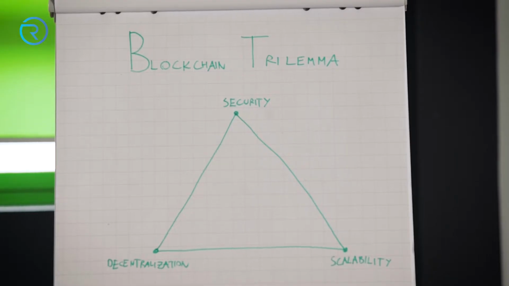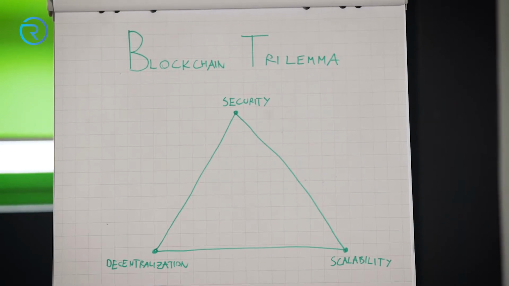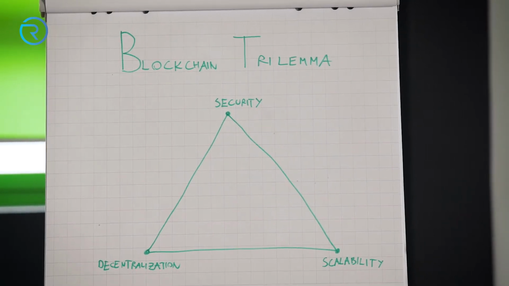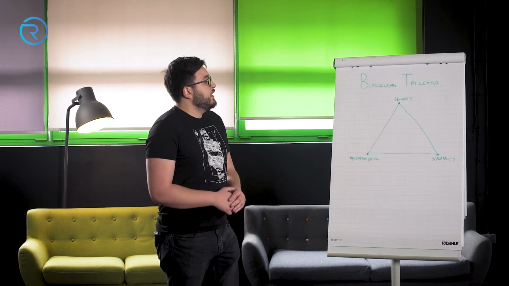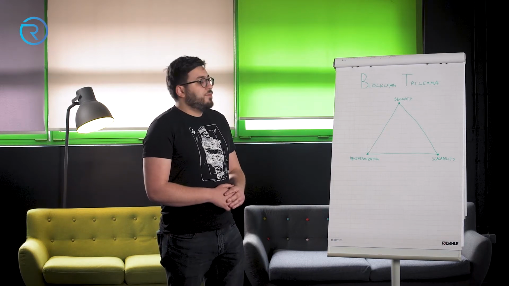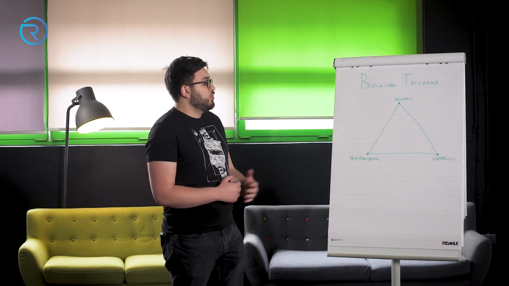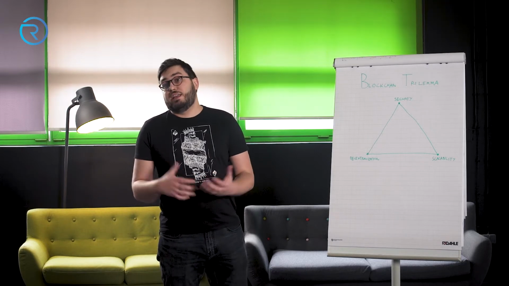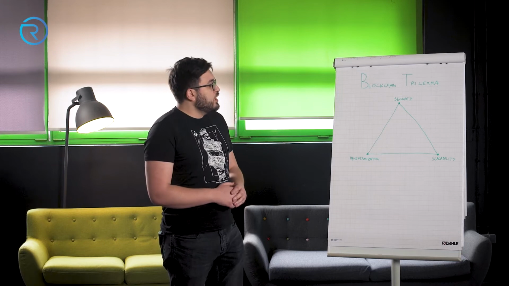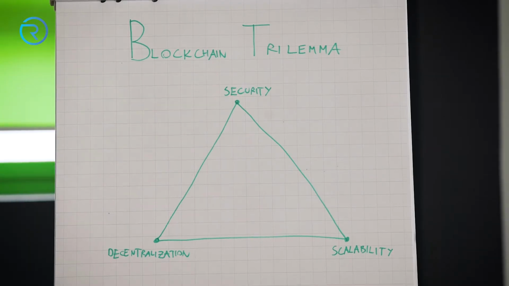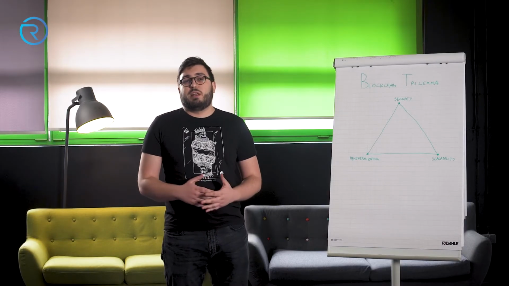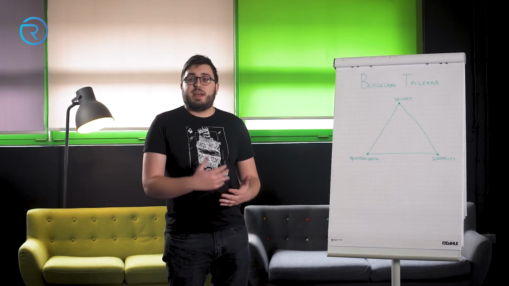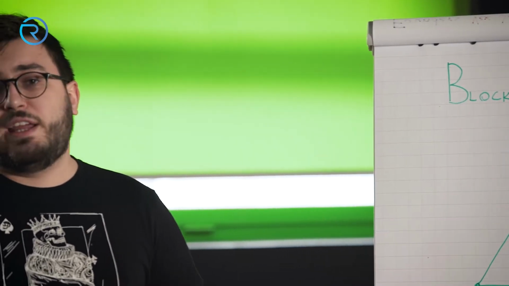And this idea was developed by Vitalik Buterin, one of the best experts in blockchain and the founder of the Ethereum blockchain. So we have to define the terms, and then we are going to talk about how and if it can be solved. The first term in the blockchain Trilemma is security. Security represents the ability of a blockchain to resist attacks and malicious attempts to take it down.